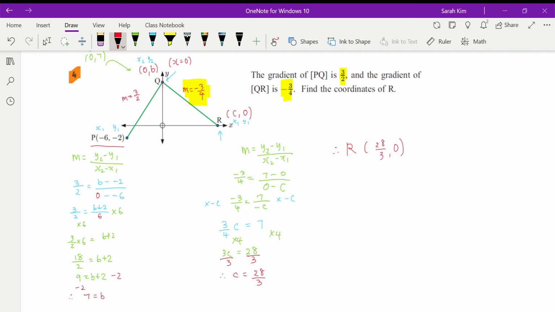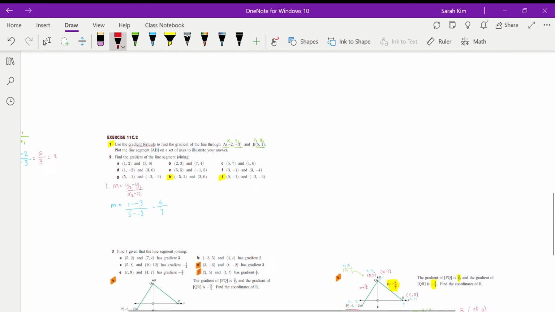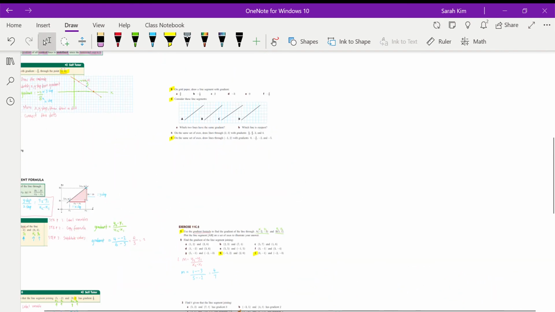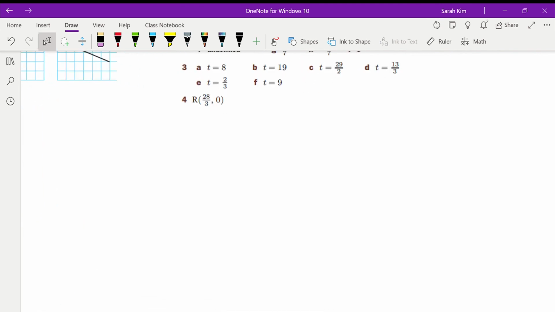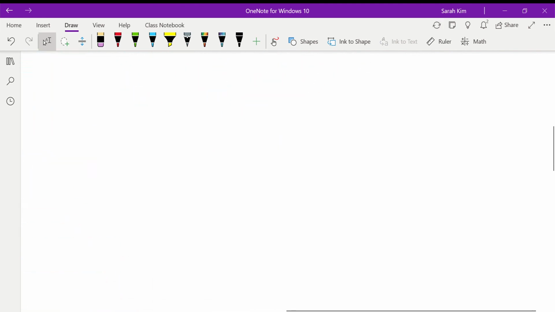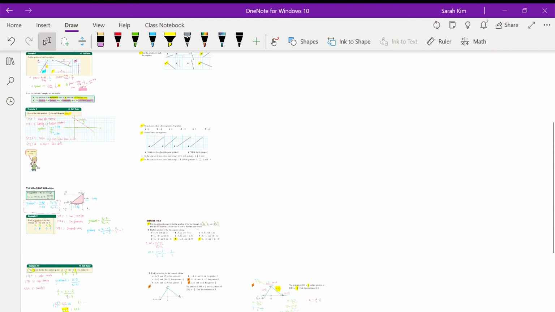And let's have a look. Hopefully that's the answer. If not, we might have to go fix it up somewhere. Where's my answer? 28 over 3, 0. Brilliant. That is the correct answer for that one.